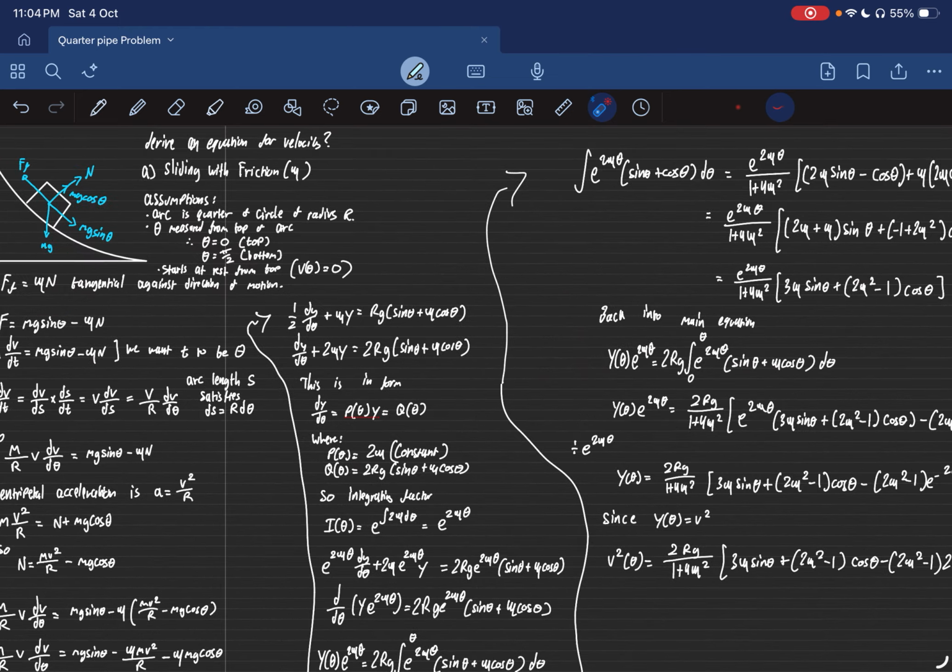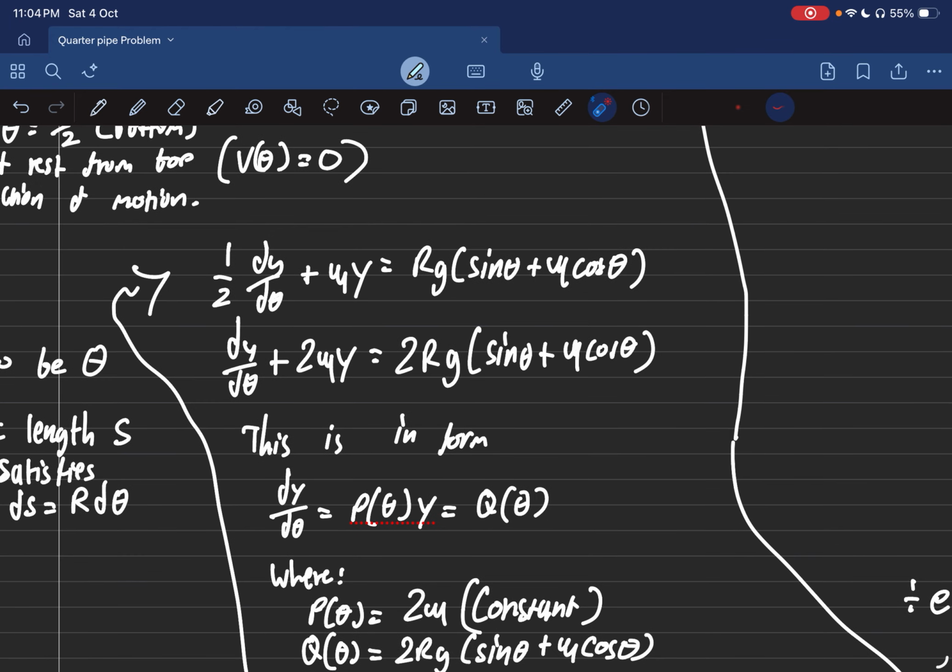Next part of the derivation. So we're over here. What do we notice, guys? Come on. Integrating factor. That's what we notice. It's in that form. We're looking at this half dy by d theta plus mu y equals this. I just rearranged it. That's it.